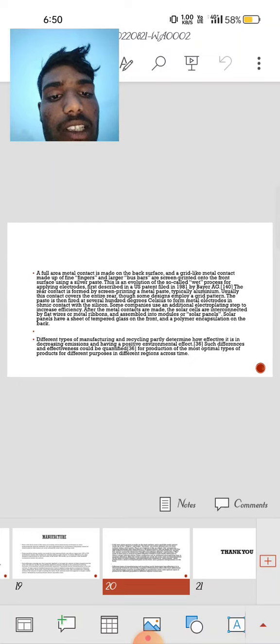Different types of manufacturing and recycling partly determine how effective it is in decreasing emissions and having a positive environmental effect. The differences in effectiveness could be qualified for production of the most optimal types of products for different purposes in different regions across time.